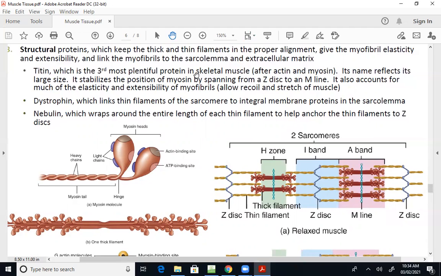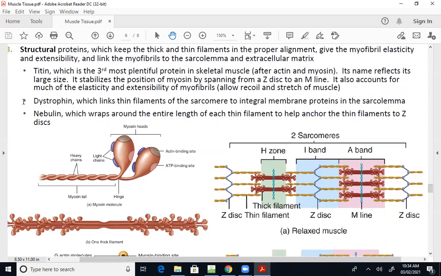It stabilizes the position of myosin by spanning from a Z disc all the way to the M line. And I would highlight that this is what accounts for much of the elasticity and extensibility of myofibrils, which enables it to stretch and recoil, as we've already learned. Dystrophin links thin filaments of the sarcomere to integral membrane proteins in the sarcolemma.